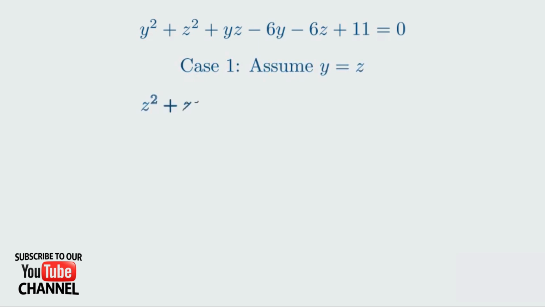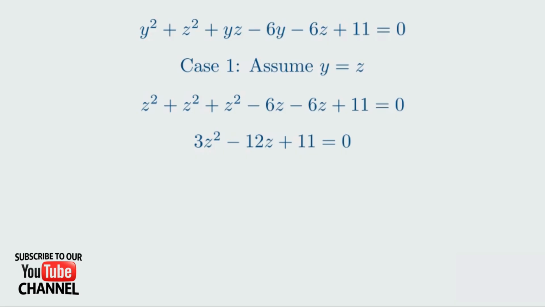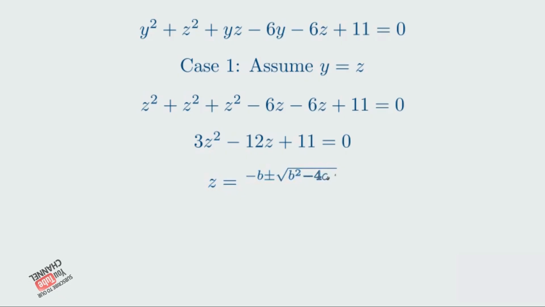We get z squared plus z squared plus z squared minus 6z minus 6z plus 11 equals 0. This gives us 3z squared minus 12z plus 11 equals 0. This is a simple quadratic equation in one variable, z. We can solve it using the quadratic formula. The quadratic formula is z equals negative b plus or minus the square root of b squared minus 4ac all over 2a. In our equation, a equals 3, b equals minus 12, and c equals 11.